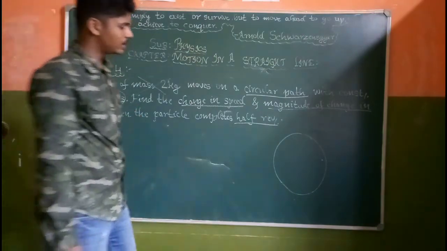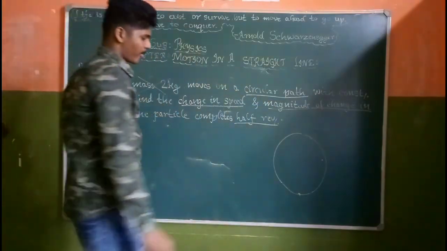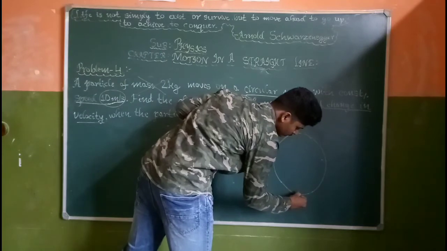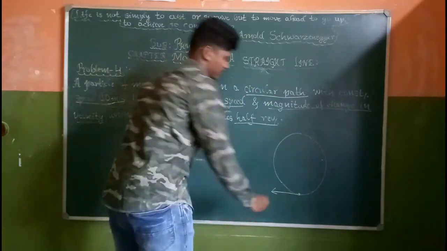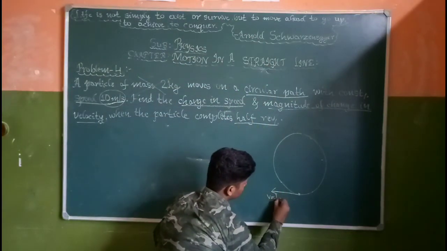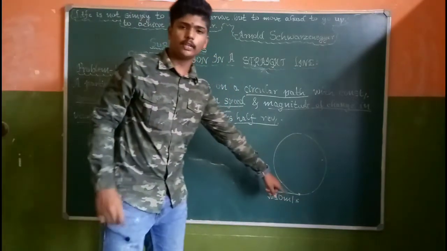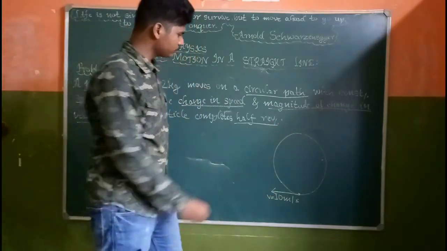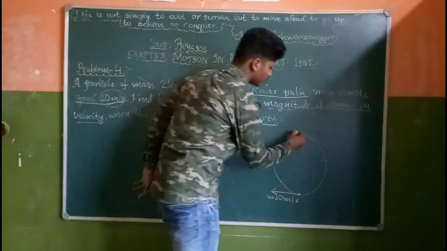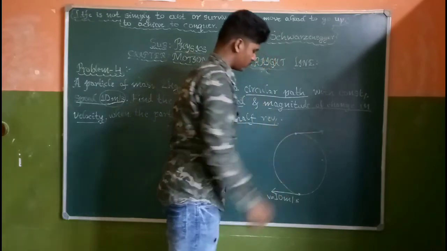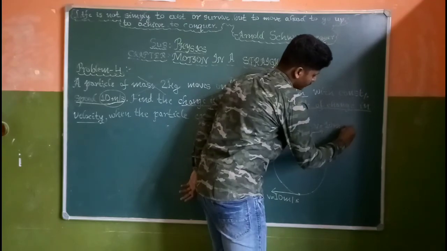You consider initially a particle to be there, moving in clockwise direction. V is equal to 10 meter per second. So after half of a revolution, the particle comes above this point. So now the velocity will be in this direction. So V is equal to 10 meter per second.